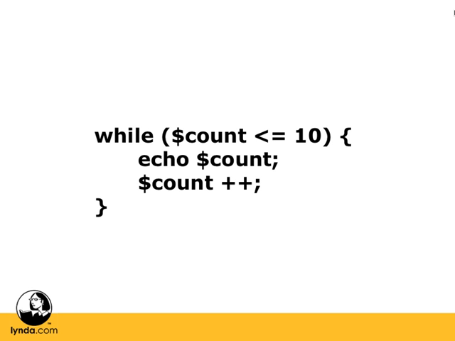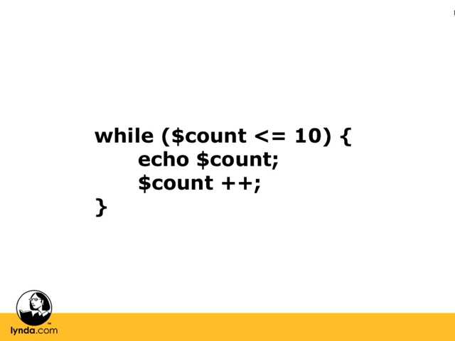So count will go up, let's say it starts at 0, it would go up to 1 to 2 to 3, and it would stay true and keep echoing out count to us until the statement in the expression becomes false, at which point count is equal to 11. Suddenly, that loop will end and it'll move on with whatever code follows this while loop. That's the basic structure of a while loop.